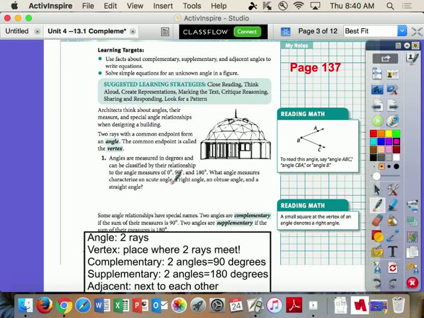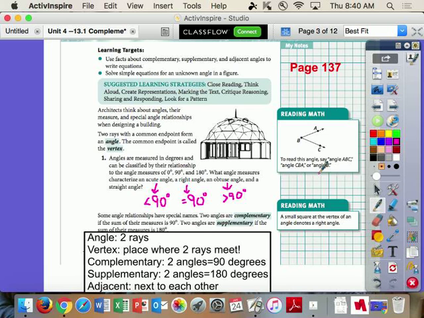Okay? So, an acute angle, remember when we talked about this? These symbols. So, an acute angle is going to be less than 90 degrees. A right angle is going to equal 90 degrees. And an obtuse angle is going to be greater than 90 degrees. All right?